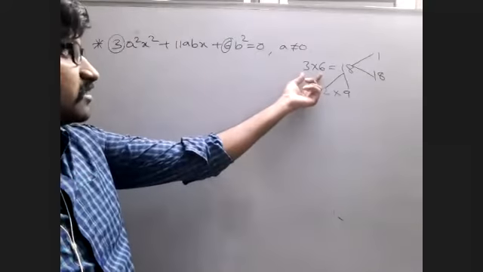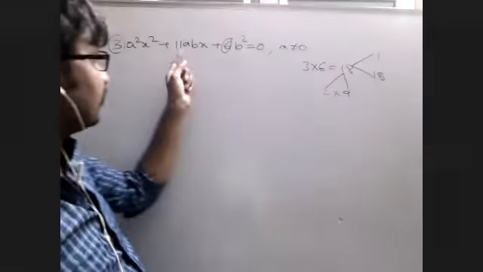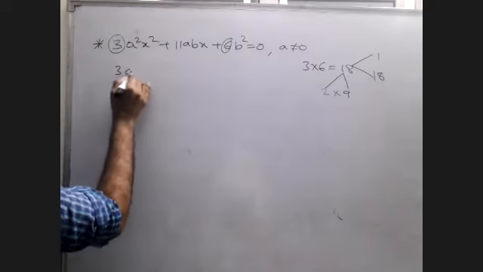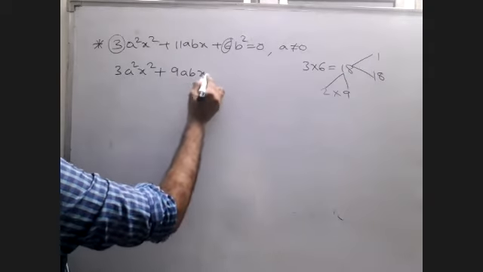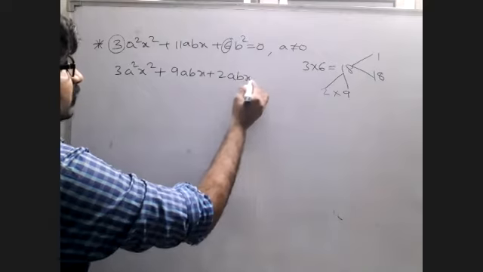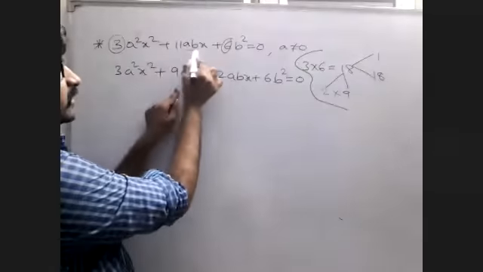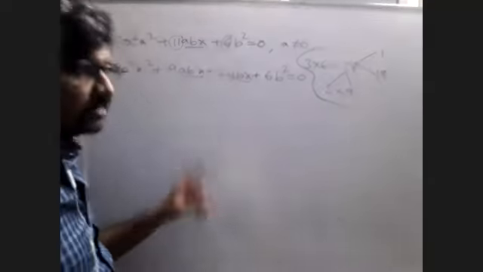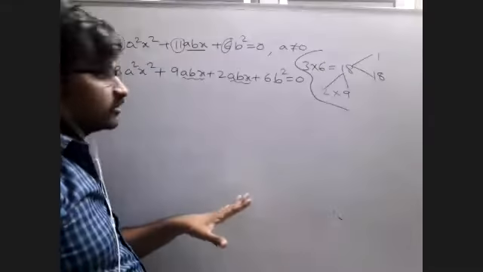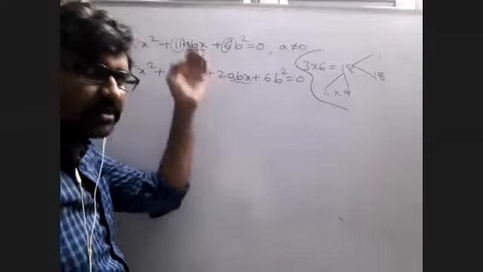Now check. 3 plus 6 is 9, not 11. 3 minus 6 is minus 3, not 11. 2 plus 9 is 11. So by adding these two factors we are getting 11. So I am writing 3a square x square plus 9abx plus 2abx plus 6b square is equal to 0. See, abx terms we have 11 here. I am writing 9abx terms and 2abx terms. Total, if you add these two abx terms, you will get 11abx terms.